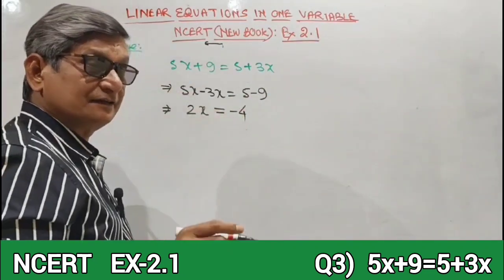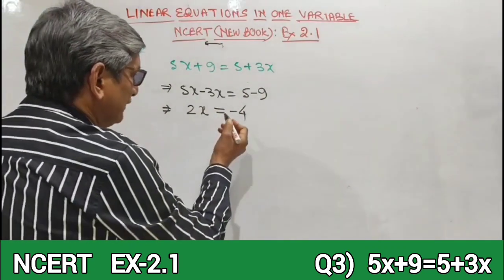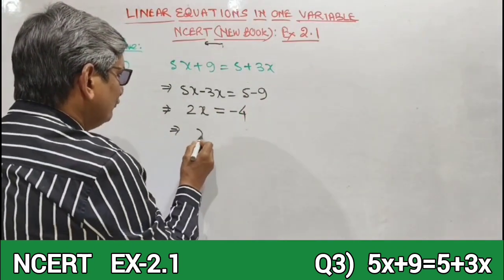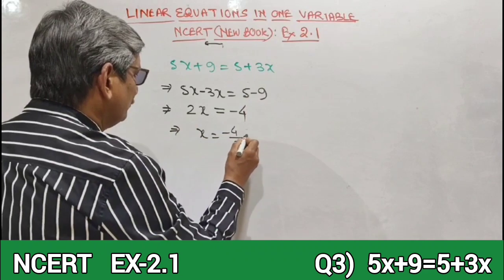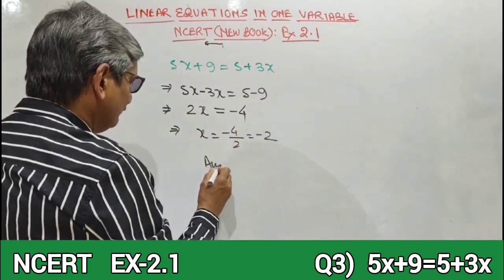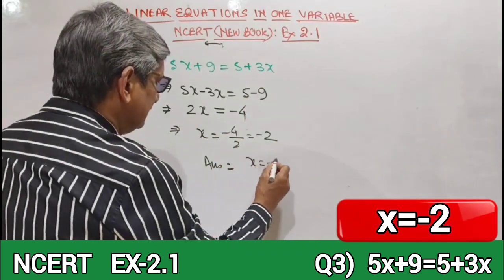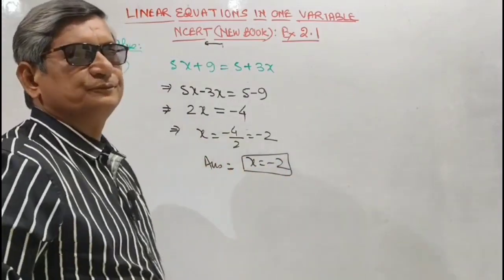Remember, again it is the difference of two integers. So 5 minus 9 is equal to minus 4. Therefore x is equal to minus 4 by 2, which is equal to minus 2. Therefore the answer is x is equal to minus 2.